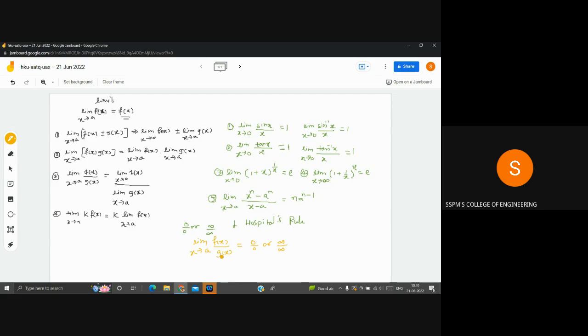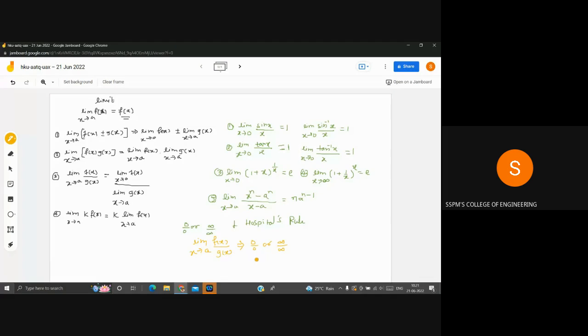then you need to find the derivative of the numerator as well as the denominator, means differentiate the function in the numerator as well as in the denominator, till a finite limit. Am I right? So limit of f of x by g of x as x tends to a. If in one step you are getting a finite limit, you consider that.